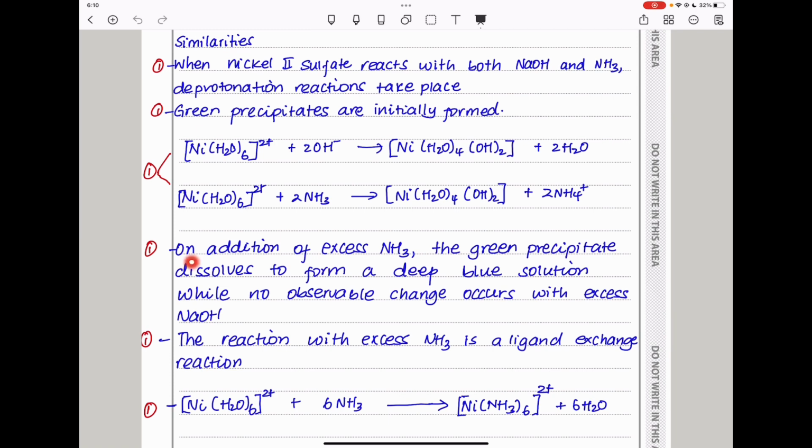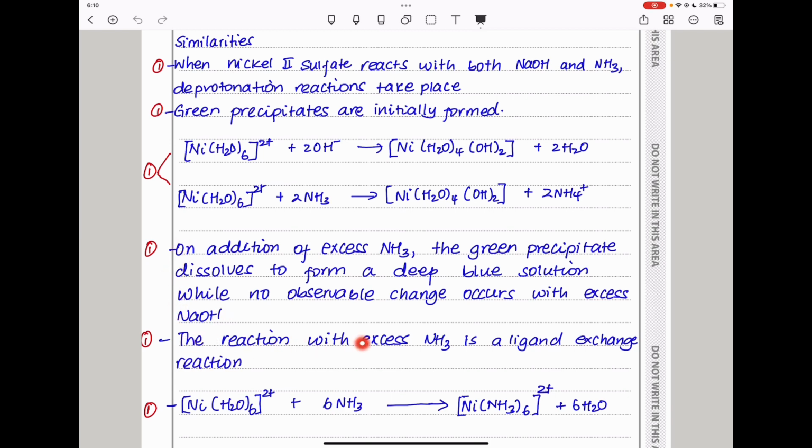Next, on addition of excess ammonia, the green precipitate dissolves to form a deep blue solution. So this is a difference because this will not occur when you add excess sodium hydroxide, while no observable change occurs with excess sodium hydroxide. So this is the difference between the two.